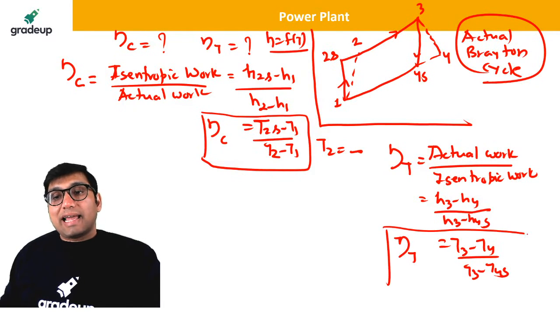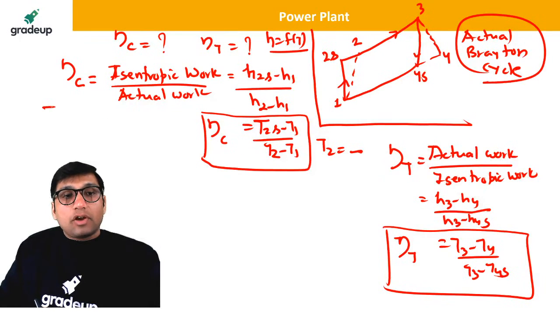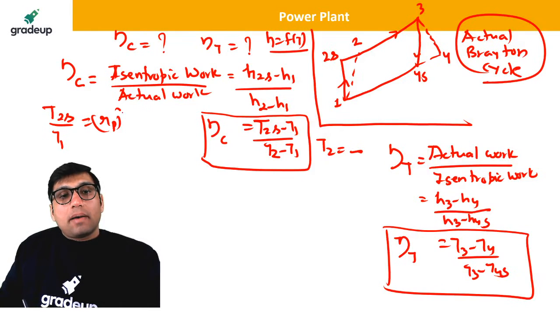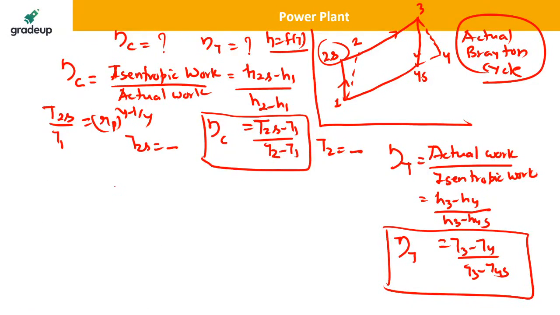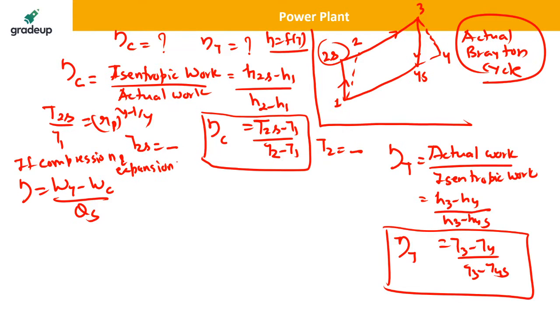So how to solve the question in that case? Firstly, if you have to find efficiency, you have to find the value of T2s. T2s by T1 is equal to the pressure ratio to the power gamma minus 1 by gamma. From here you will get T2s. But T2s is not required for the efficiency, because the efficiency of the Brayton cycle will be equal to what? Turbine work minus compressor work divided by heat supplied. If compression and expansion are not isentropic, in that condition, this is the efficiency formula.